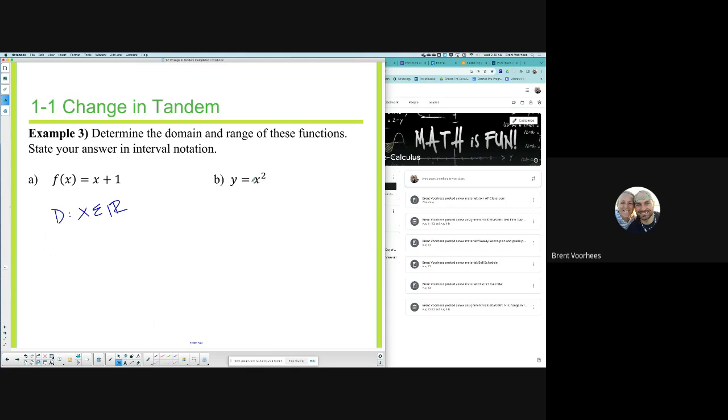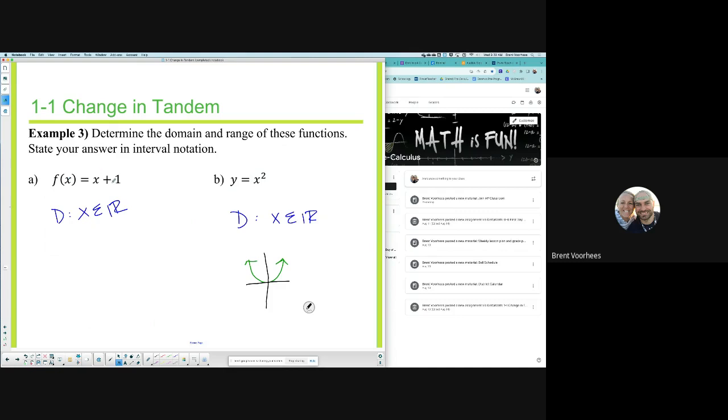Okay, let's try the next one. Do you see a division here? No division. Do you see a square root? No square root, no fourth root, no eighth root, anything like that. Do you see a log? No. The domain is all reals. If you graph that, what does this graph look like? It's a parabola. It goes on forever both ways. This is all reals because it never stops going in either direction.